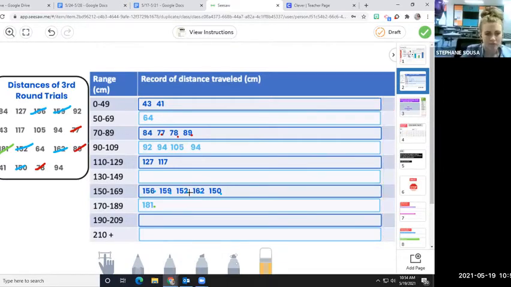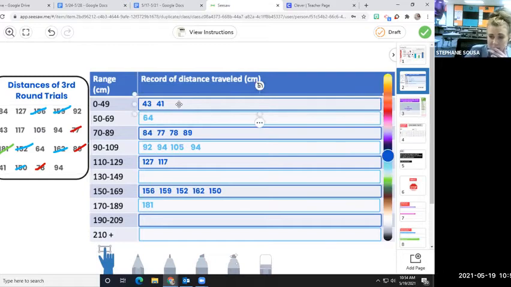All right. So this is what yours should look like. So let's go from top to bottom. In the top range, you should have 2 measurements, 43 and 41. In the next range, you should have 1 measurement, 64.